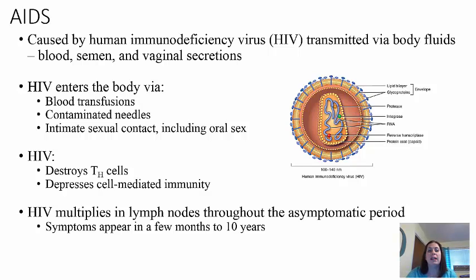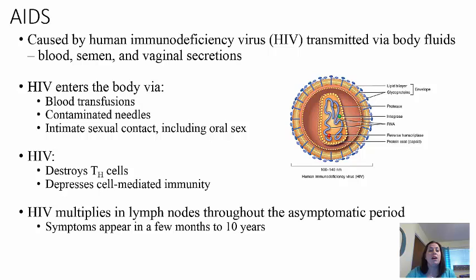HIV enters the body either through blood transfusions. This is one reason why they check blood in a lot more detail now before they put it in blood banks and things like that. Also, contaminated needles could contain blood that has HIV. Intimate sexual contact, and this does also include oral sex. Oral sex can pass on HIV as well.